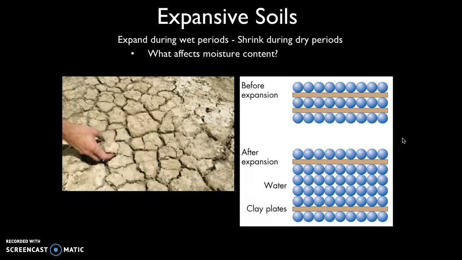So you're seeing before expansion, you don't have as much water retention between the clay mineral plates, but once you add enough water, those plates are going to expand enough that they're going to let the water in between them. Okay? So you're seeing right here the mud cracks.